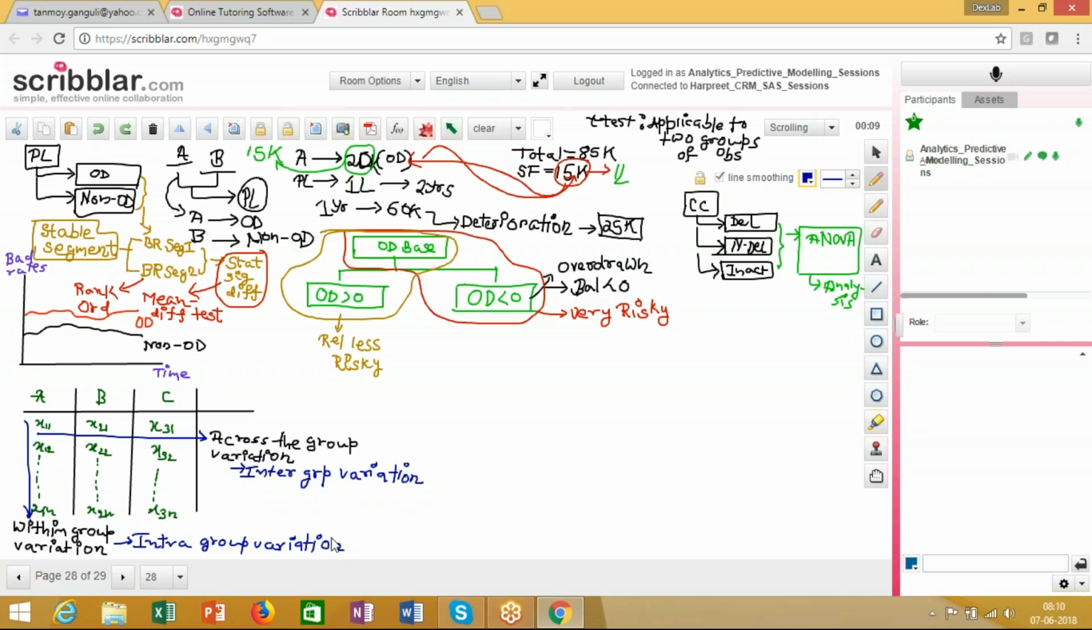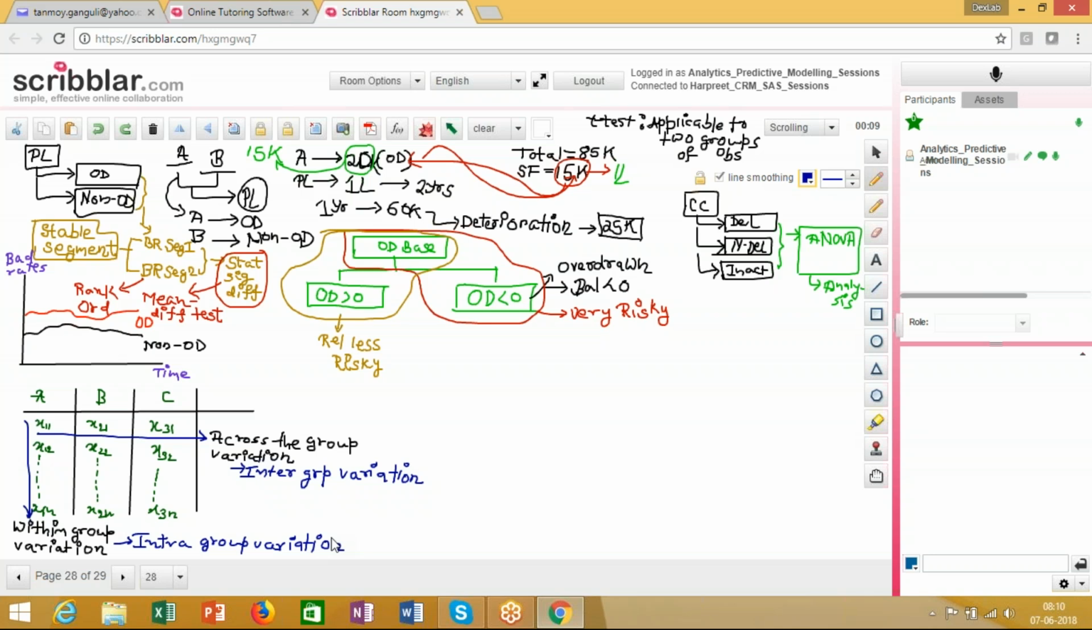The intra-group variation. On one side, what I have is the across the group variation, and the other is the within the group variation, or the intra-group variation. So these are the two things that we have. Over here, if you look into this intergroup variation that we have, what is the intergroup variation?